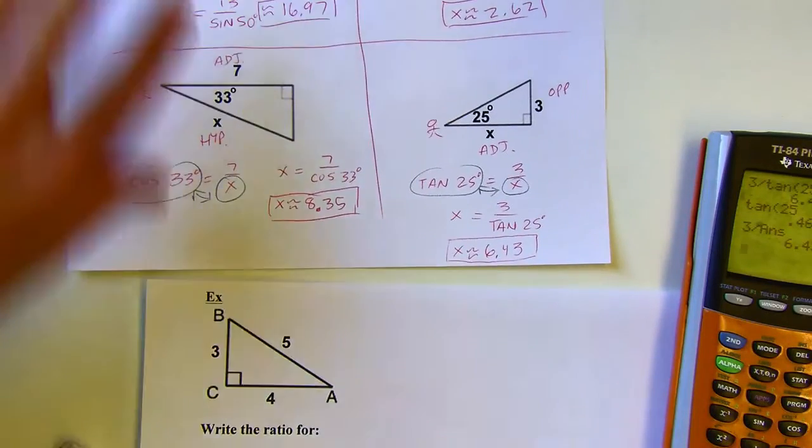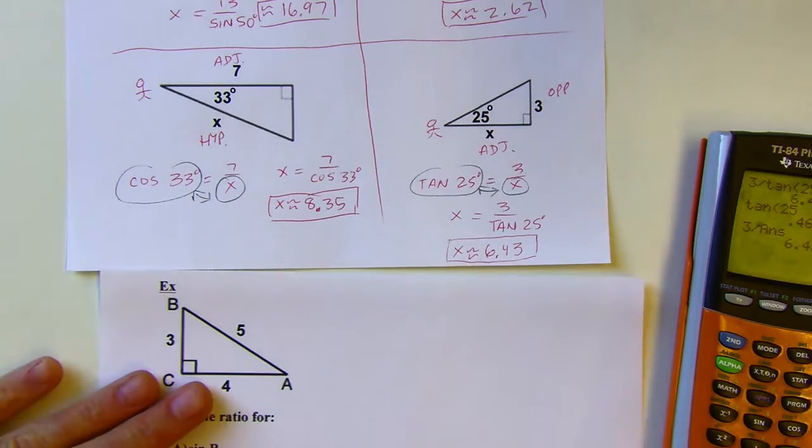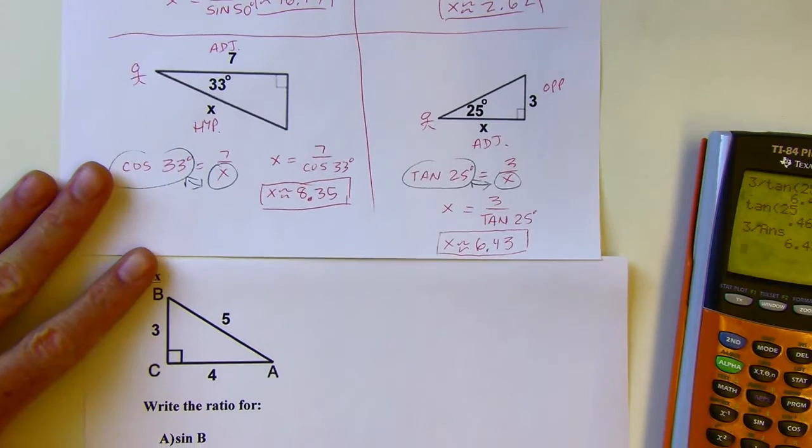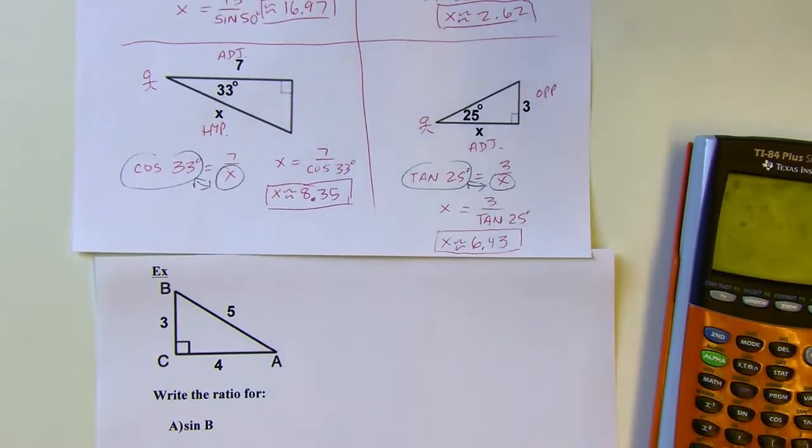Yeah, so if you're finding you're a couple hundredths off or a tenth off on these problems, you're probably rounding as you go, and you want to avoid that. All right, so let's write the sine ratio.